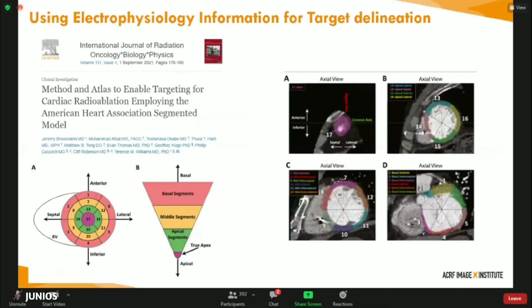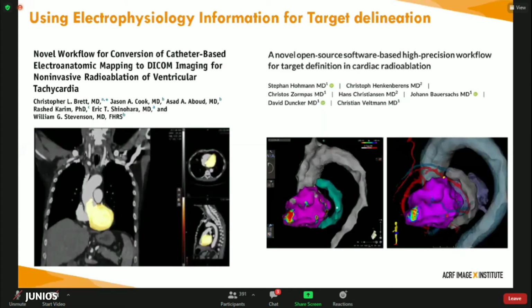This recently published paper suggests an approach based on the established 17-segment heart model. It provides a clear and reproducible framework that both electrophysiologists and radiation oncologists could use as a reference for delineating the target and communicating the location of the target. And these two groups have developed workflows and processes to allow the accurate registration of electroanatomical map datasets directly to the planning CT DICOM datasets. They have predominantly performed this within 3D Slicer, a free software product.